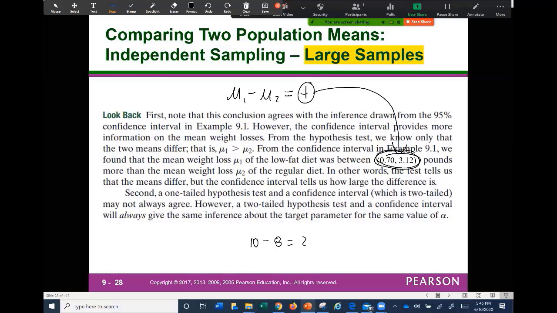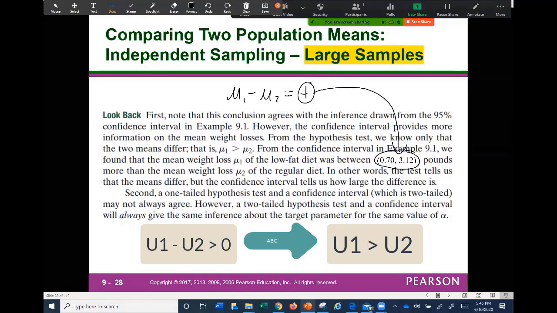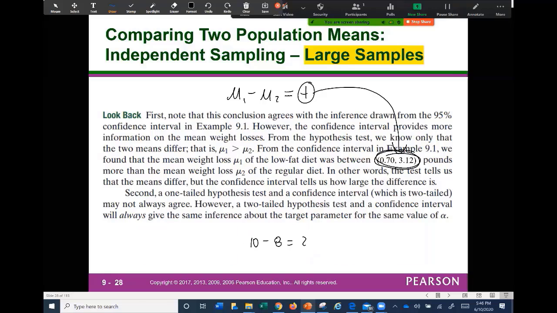If we switch the position of 8 and 10, and we do 8 minus 10, the answer is -2, then we can state that 8 is smaller than 10 by 2 units, because it's negative. In general, if mu sub 1 minus mu sub 2 is a positive number or bigger than 0, we can conclude that mu sub 1 is bigger than mu sub 2. That is the conclusion that we can obtain from the hypothesis test. We can conclude that the mean weight loss of the first group is bigger than the mean weight loss of the second group.